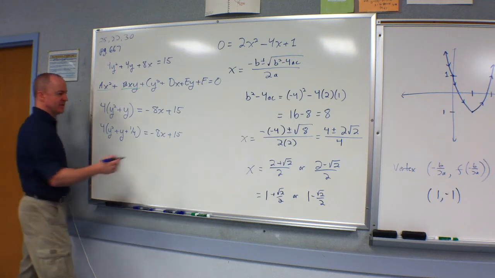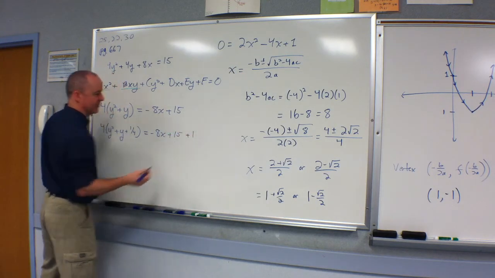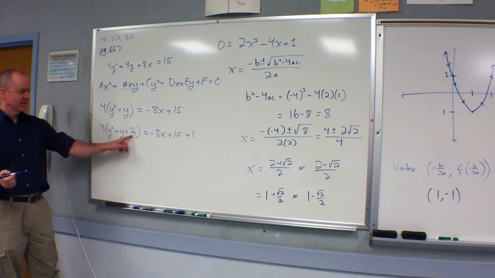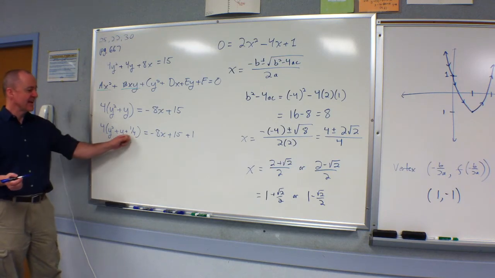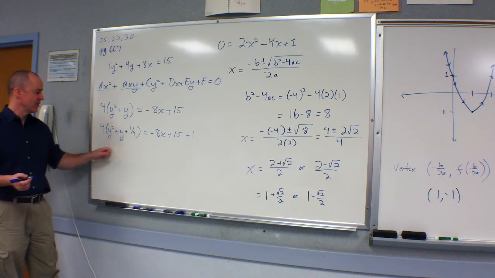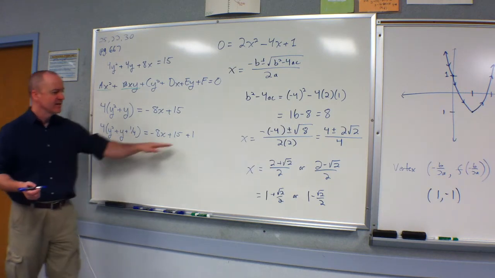Joey says 1. You agree with that? Yes. Wait, 1? Yeah, because 1/4 times... Okay, yeah. We're not just adding 1/4, that's inside the parentheses. That 1/4 is being multiplied by 4, so we add 1 over here.